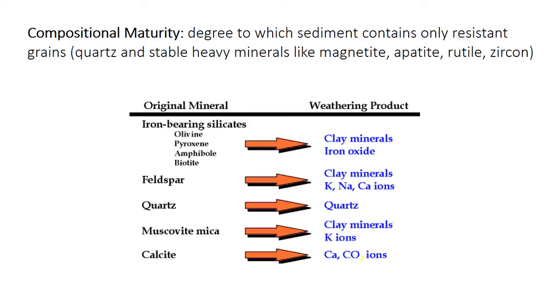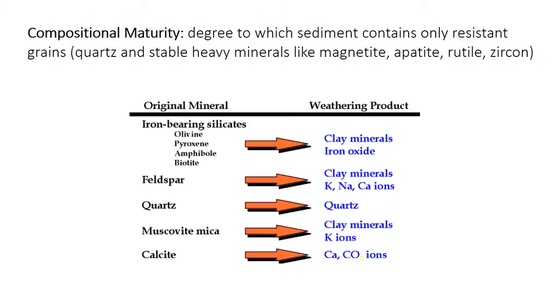Calcium carbonate, or calcite, is sort of an exception. It actually just dissolves completely to give you calcium and carbonate ions. So this breakdown of minerals into clays gives us one important description of the weathering extent. And this is compositional maturity.